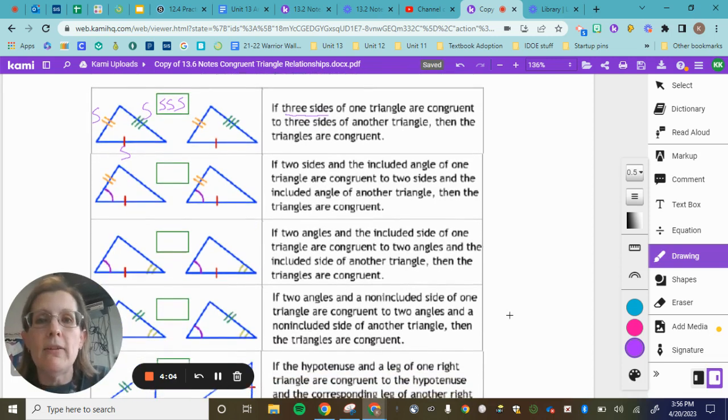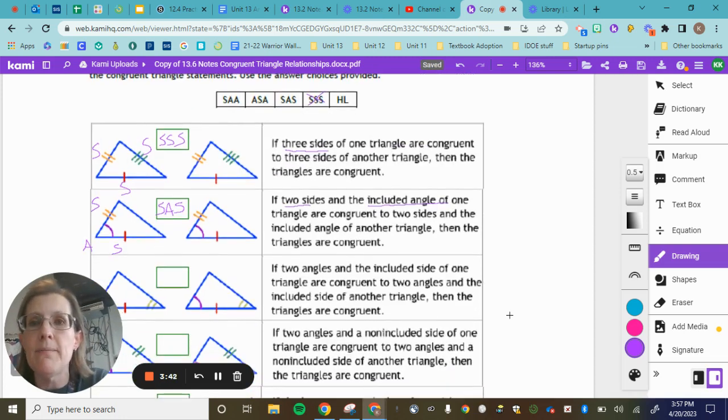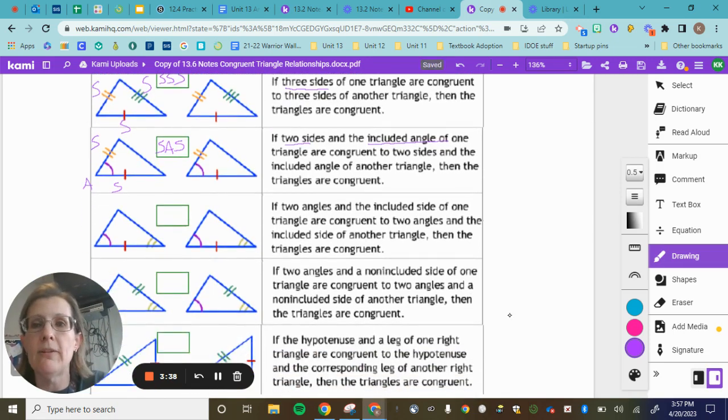The next one is if 2 sides and the included angle of one triangle are congruent to the 2 sides and the included angle of the other triangle, then the triangles are congruent. So this one would be side, angle, side. If you have these 2 sides and the angle, that locks the triangle into place so you can't move any of the other angles or sides around. So that one would be side, angle, side. So SAS, side, angle, side.